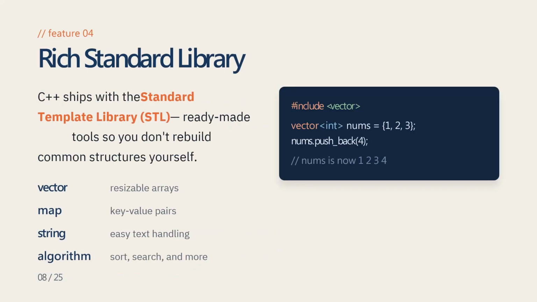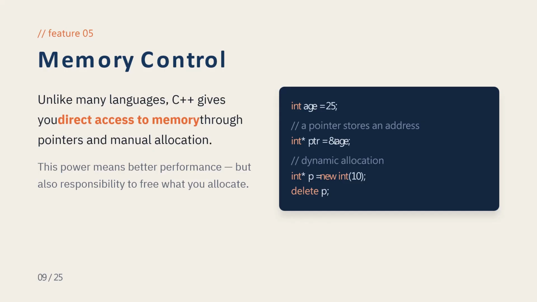The next feature is the rich standard library. C++ provides a rich standard template library commonly called STL. It contains ready-made data structures like vectors and maps along with useful algorithms for sorting, searching and many other operations. Next feature is the memory control. Unlike many modern languages, C++ gives programmers direct access to memory through pointers and dynamic memory allocation. This provides greater flexibility and performance.